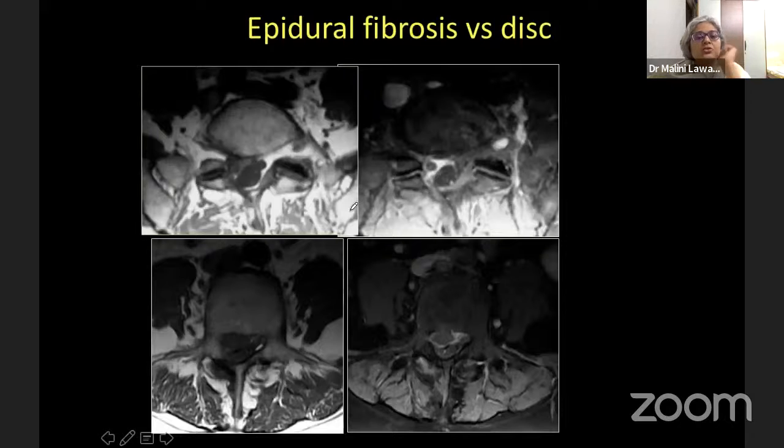So once again, just to recap, how do you distinguish? A disc will show peripheral enhancement on contrast, that enhancement means it becomes bright, while this is a nerve root. These are the two nerve roots. So the soft tissue, which is encasing it and is showing homogeneous enhancement, is epidural fibrosis. On T1 weighted images, it may be difficult to distinguish between the two. On routine images, sometimes they can look similar.